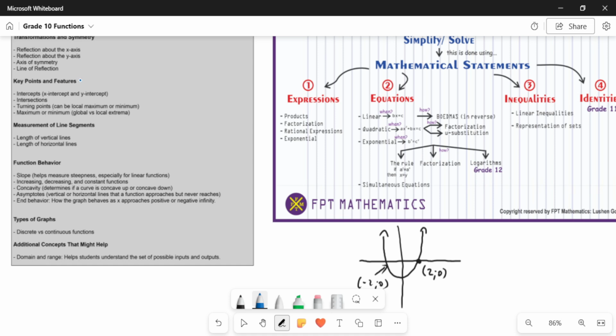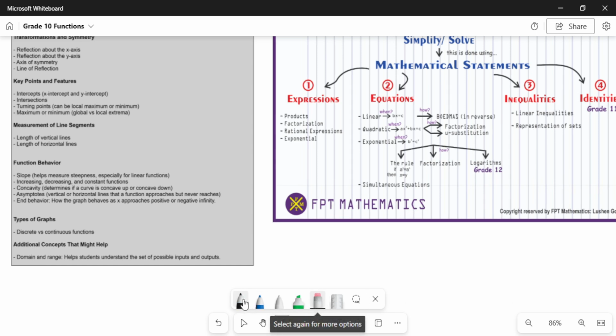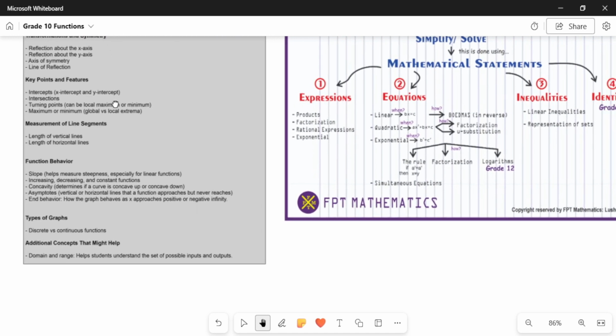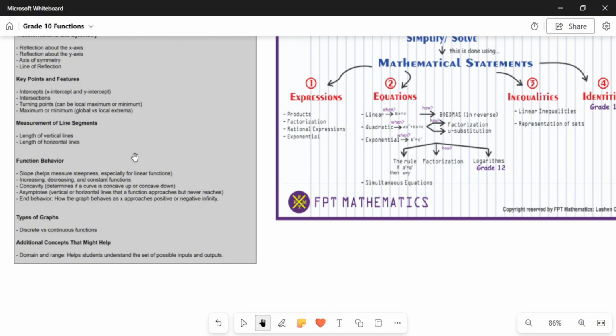And again, I told you that any time you reflect about a line, you call that the line of reflection. But it's only when you do the reflection and you yield the same graph before and after reflection, then only can you call that line an axis of symmetry. Okay, so that's very important there. Right, now we can move on to key points and features. So any question pertaining to symmetry or transformations, we're talking about these four concepts. Now we're going to talk about intercepts, intersections, turning points, maximum, minimums, and so on.